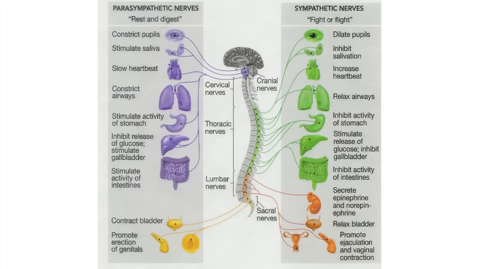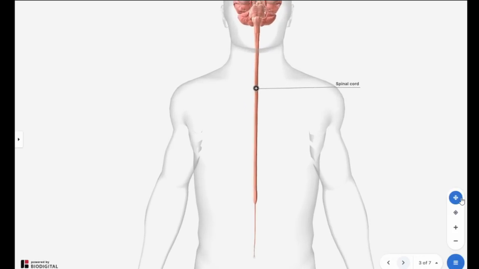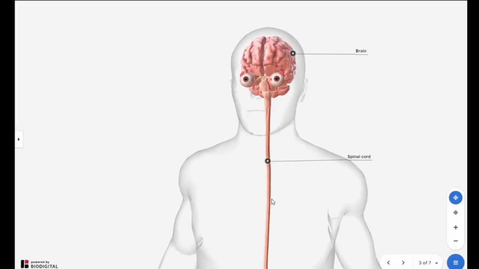Okay, so we are now done with the peripheral nervous system. Let's go now to the central nervous system. Again, these two parts consist the central nervous system. We have the brain and the spinal cord. So the spinal cord connects the brain to all parts of the body, and of course the brain does most of the processing.